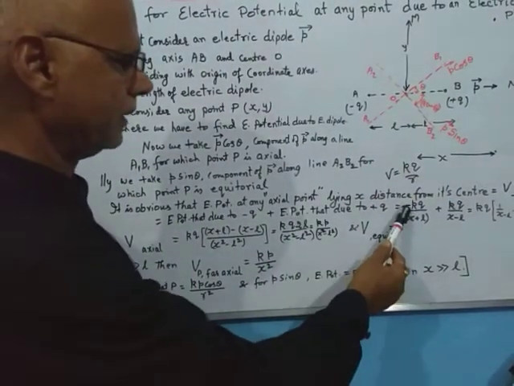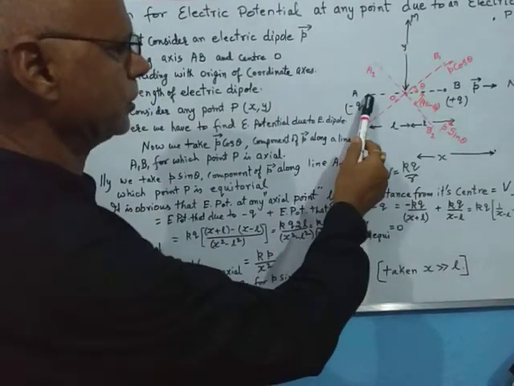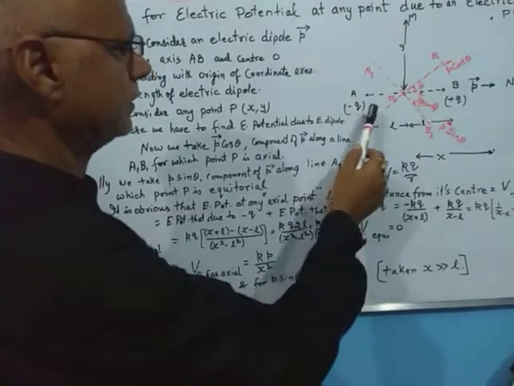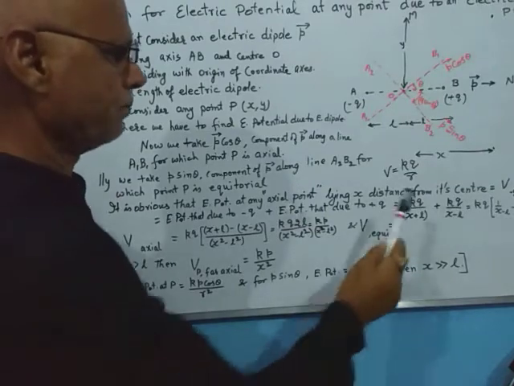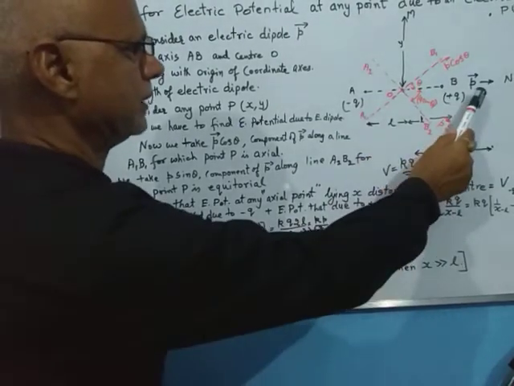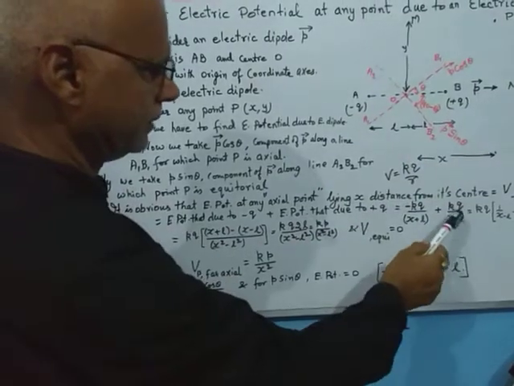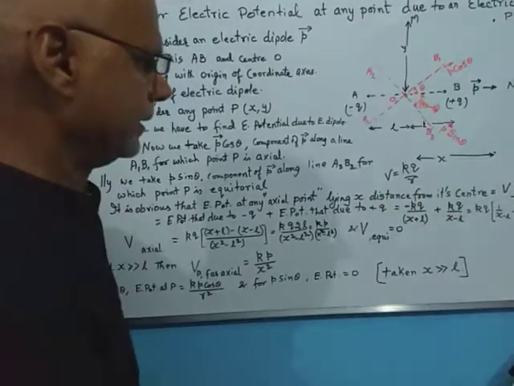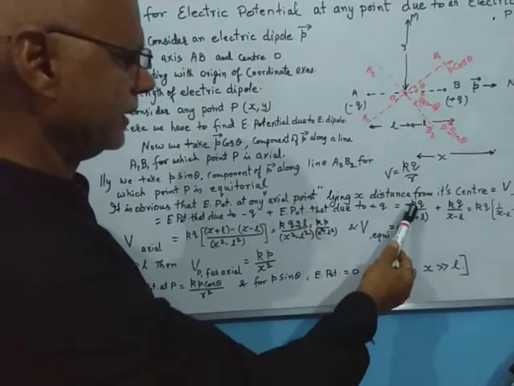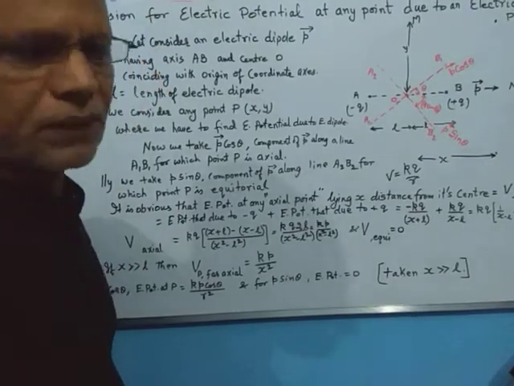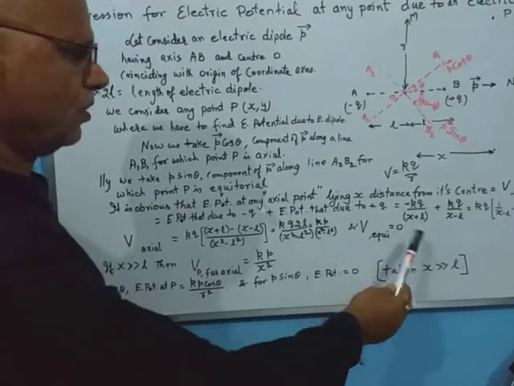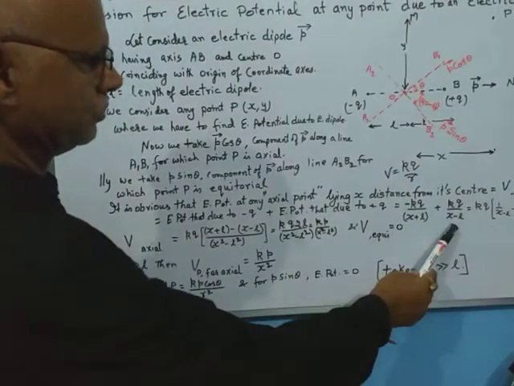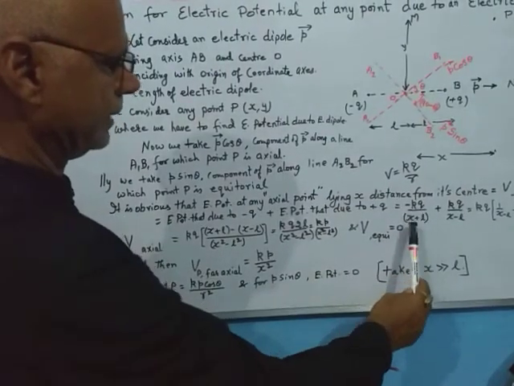So here we are writing minus kq by x plus l. The distance of A is x plus l from n. So we have this expression. The minus sign is because of the minus charge present here, and the electric potential at n due to plus q charge will be kq, with a positive sign because the charge is positive, divided by the distance x minus l. So when we put them together, k and q are common and are taken outside, and we are left with 1 by x minus l, which is positive, and minus 1 by x plus l.